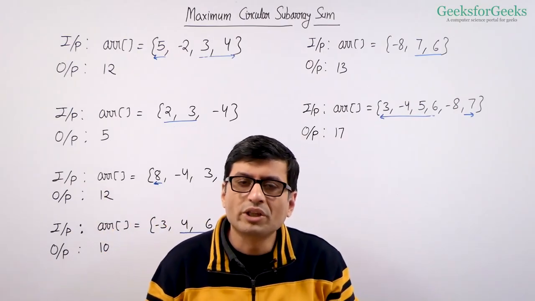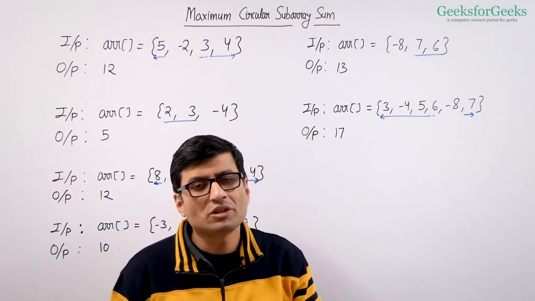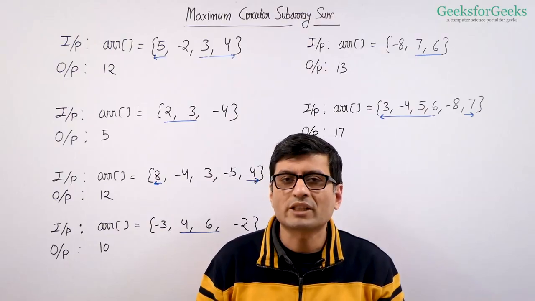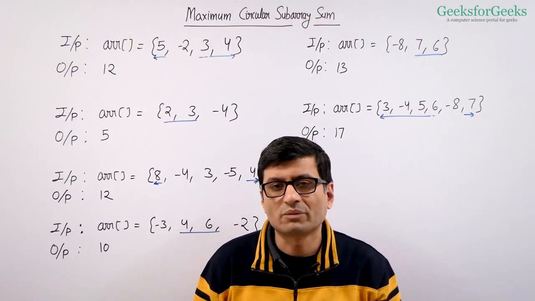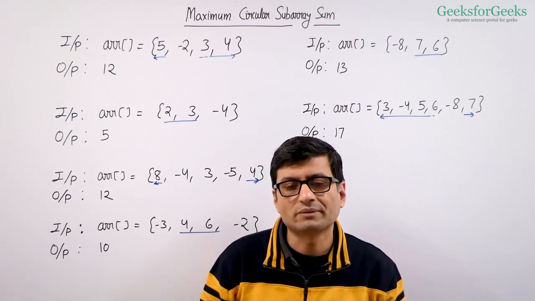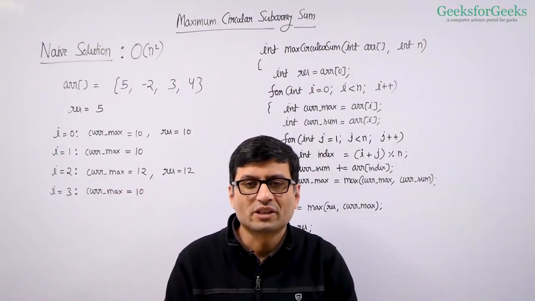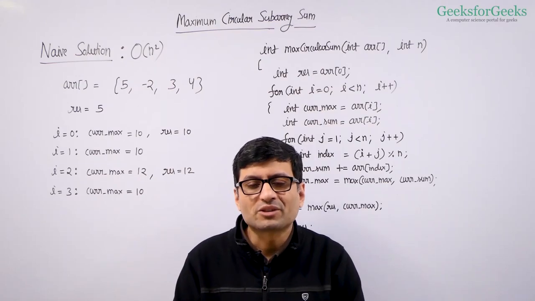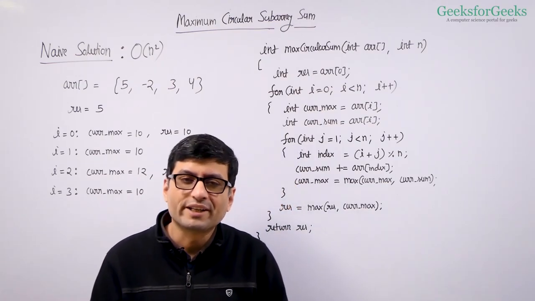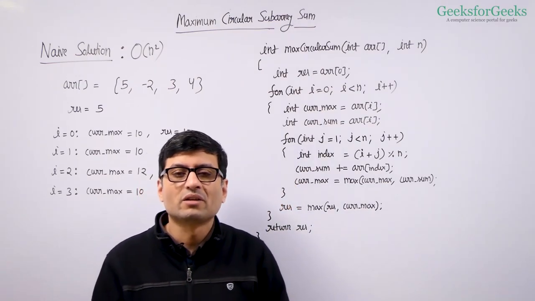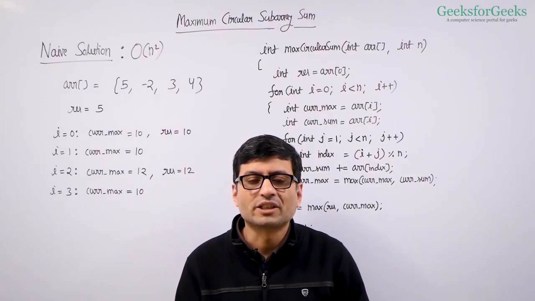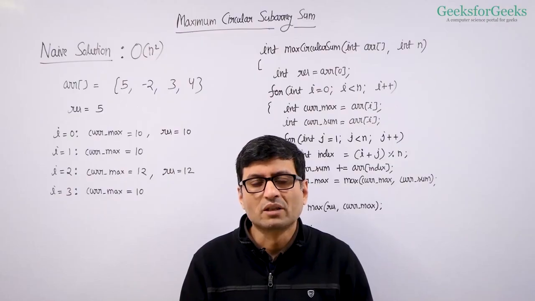Now please pause this video and try to think of an approach that takes an array as an argument and returns the maximum sum of a circular subarray possible for this array. Let us see the naive solution first, a solution that takes big O of n square time. The idea is to consider every array element as the beginning element, and find out the maximum sum that you can obtain by considering it as the beginning element.